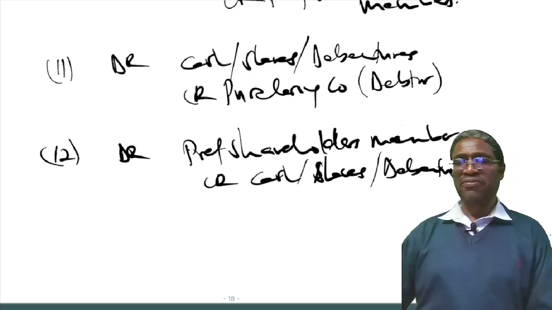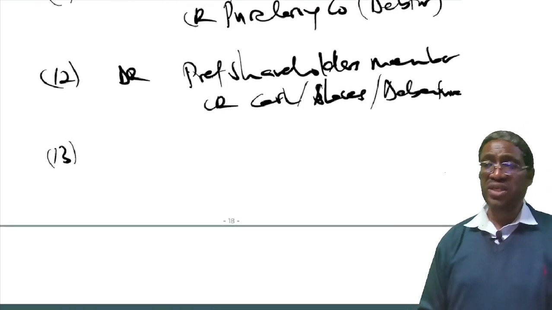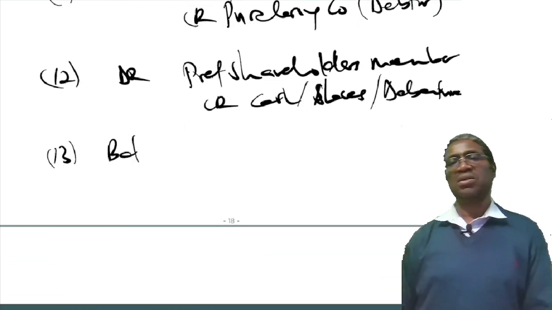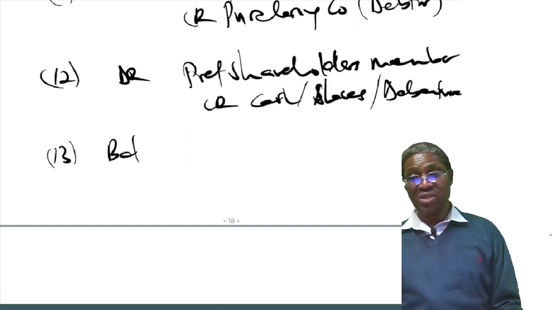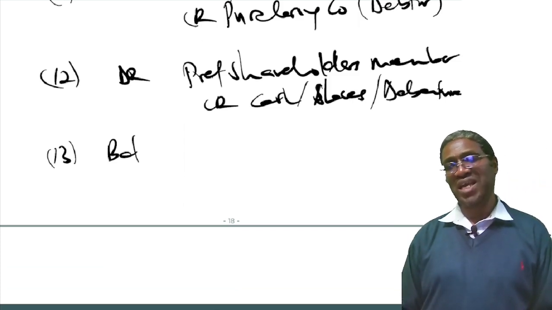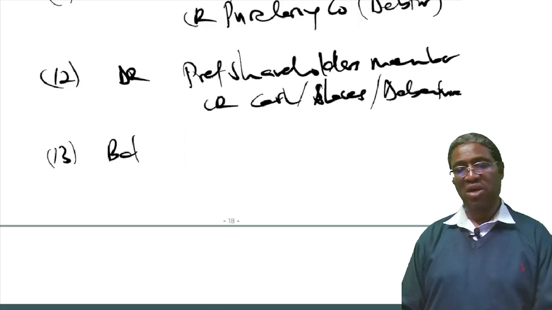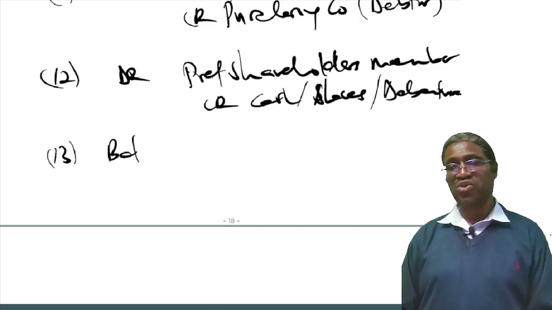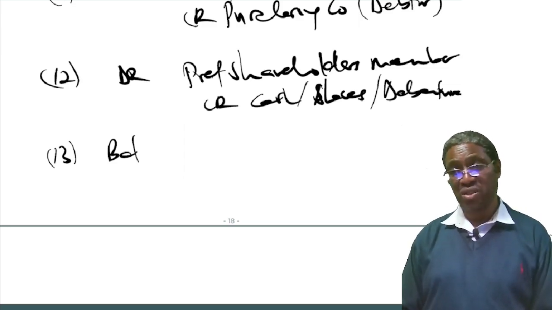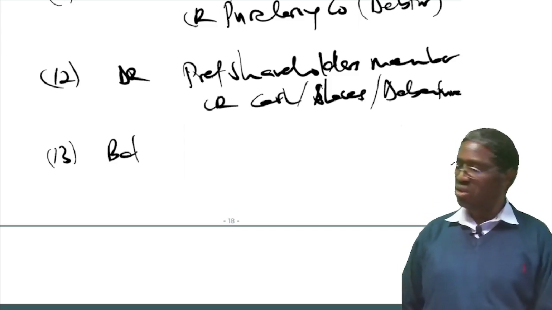Okay, we can now go to step 13. Number 13 says, with the balance in the preference shareholders members account being either gain or loss on payment, transferred to the realization account.